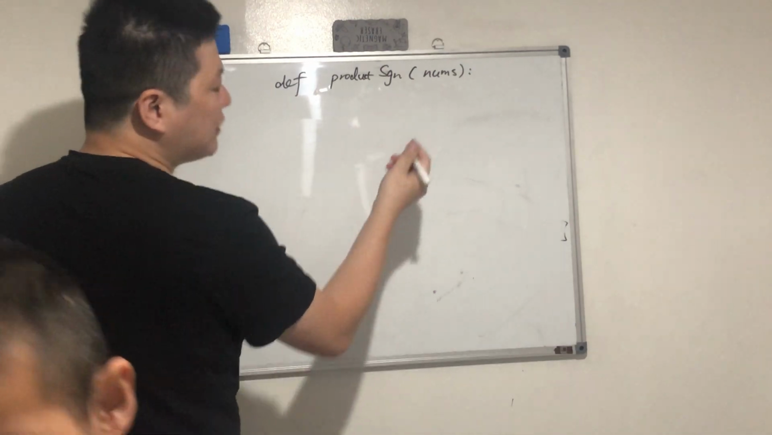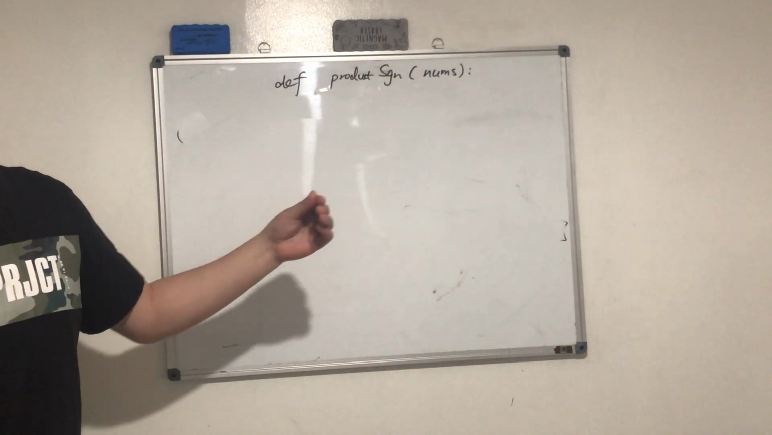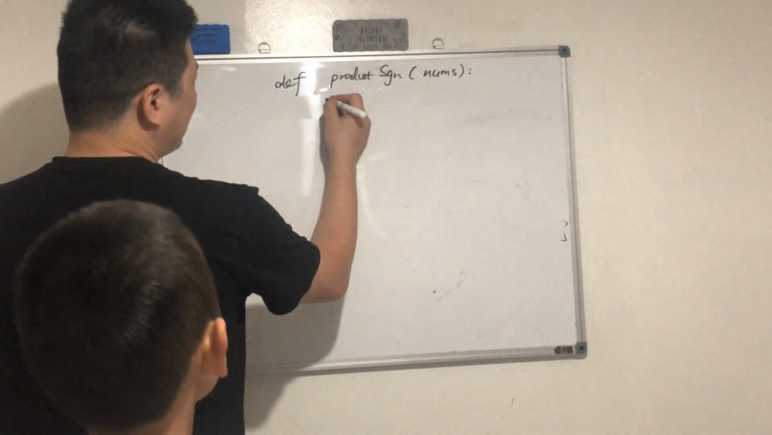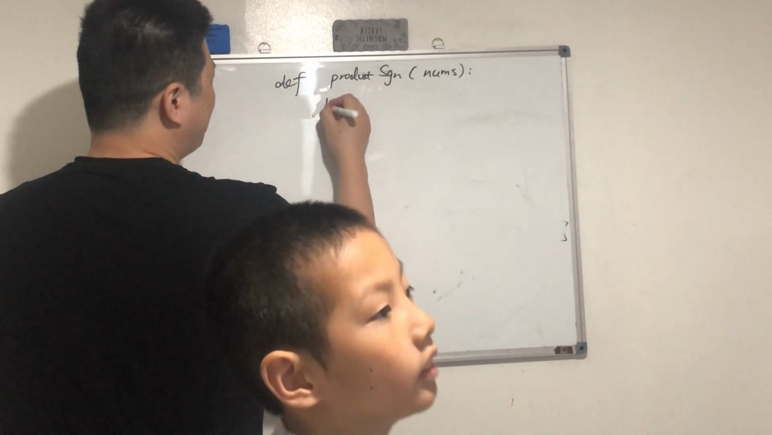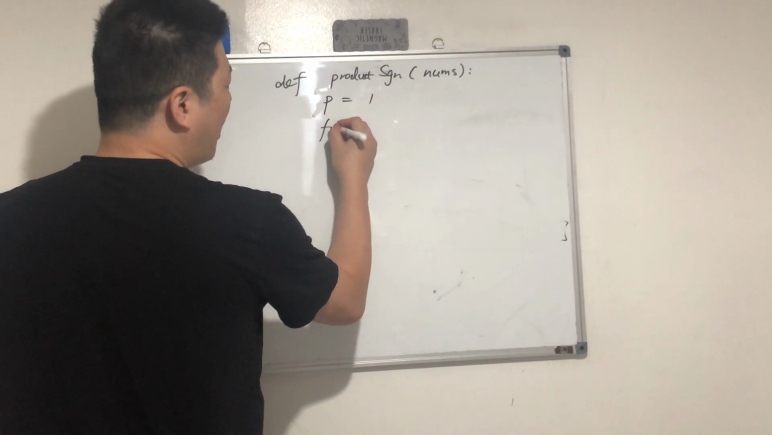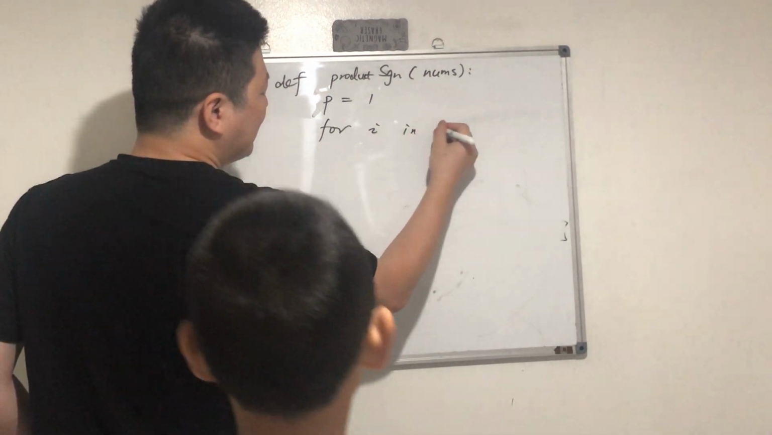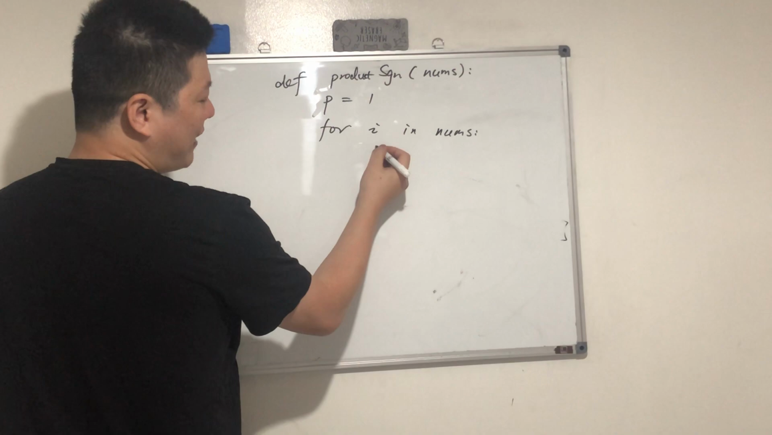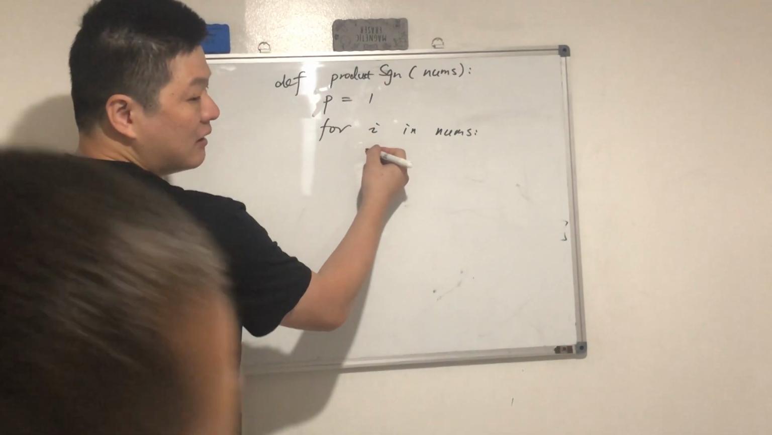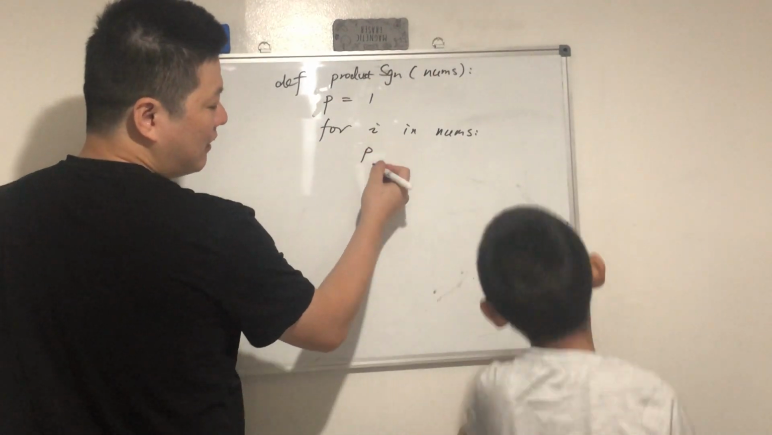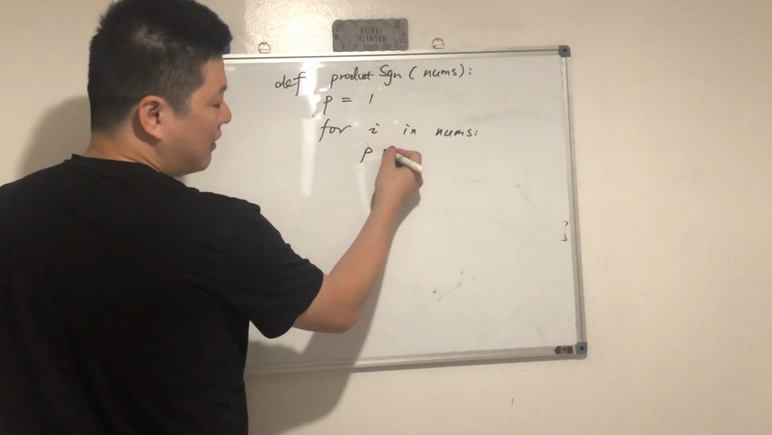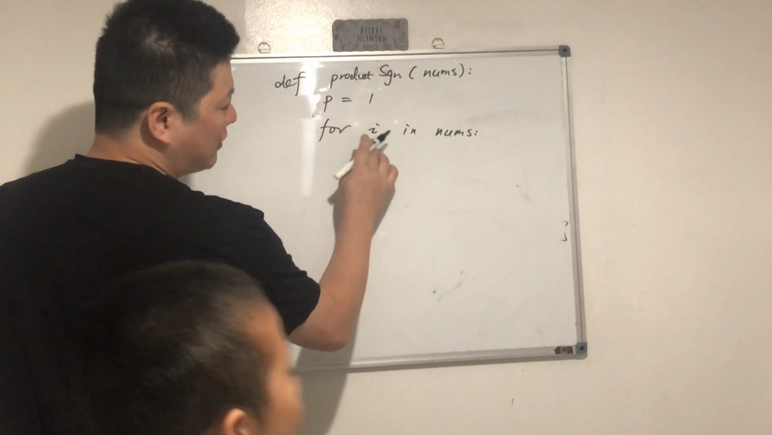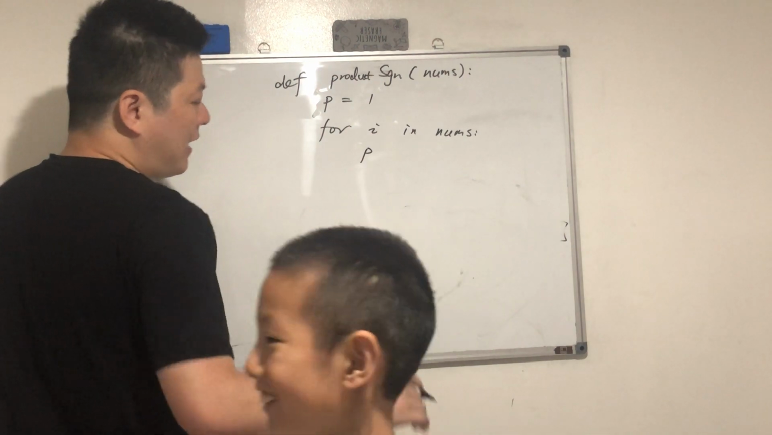Look, the first approach is we want to find out the actual value. Let's say product, put P equals 1. And then for i in range of nums. And how can I find this product? P is the product, so we want to times it together.